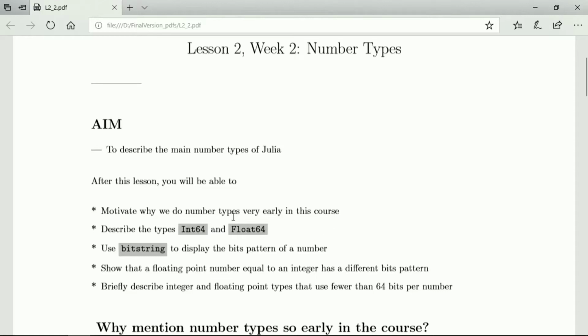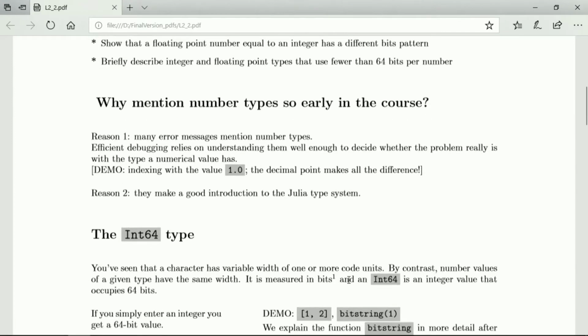You'll be able to describe the types Int64 and Float64. You'll be able to use bitstring to display the bits pattern of a number. You'll be able to show that a floating point number equal to an integer has a different bits pattern from the integer. And you'll be able briefly to describe some types for integer and floating points which use fewer than 64 bits per number.